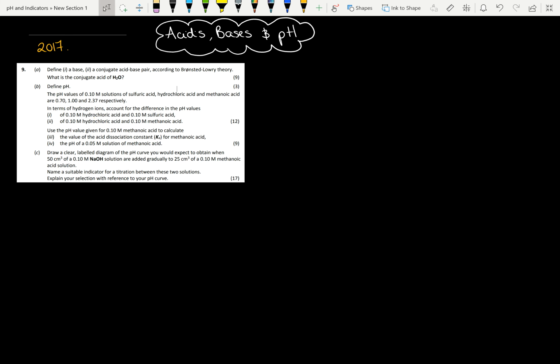So let's have a look at the 2017 acid-base question. It came up as question 9, a full question worth 50 marks. They started off by asking us some of our standard definitions that we came across in fifth form. So they're asking us for a Bronsted-Lowry base, which we know is a proton acceptor.